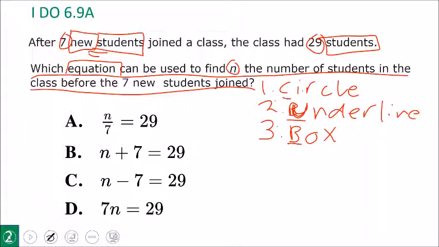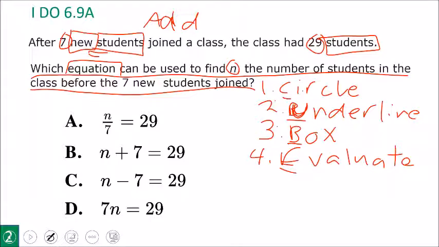So now what I need to do is find out how. Okay, so after 7 new students, it's going to be 7 plus. This is going to be add. Add is part of the evaluate factor. So we're going to evaluate what we need to do. So evaluating is add, and I'm going to look for this.